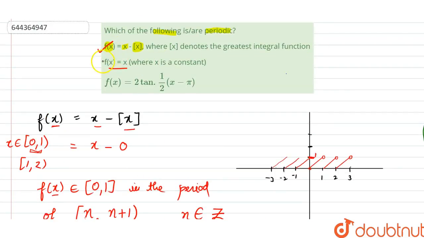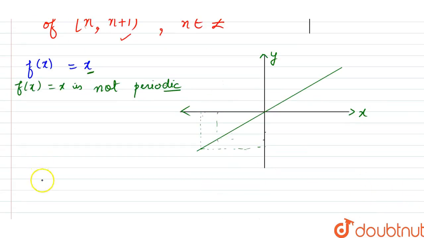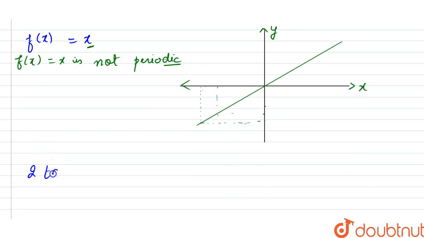So we can say f of x is equals to x is not a periodic function. Now look at the function 2 tan 1 by 2 x minus 5. So the function here is 2 times tan 1 by 2 x minus 5.